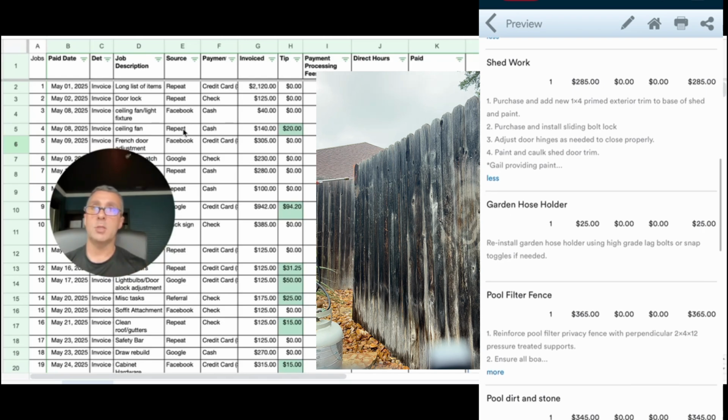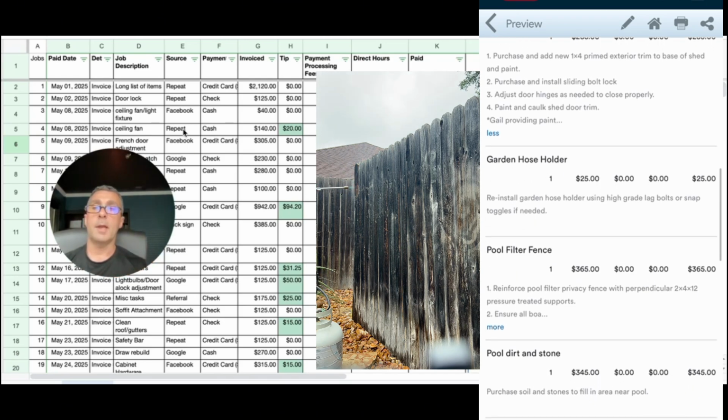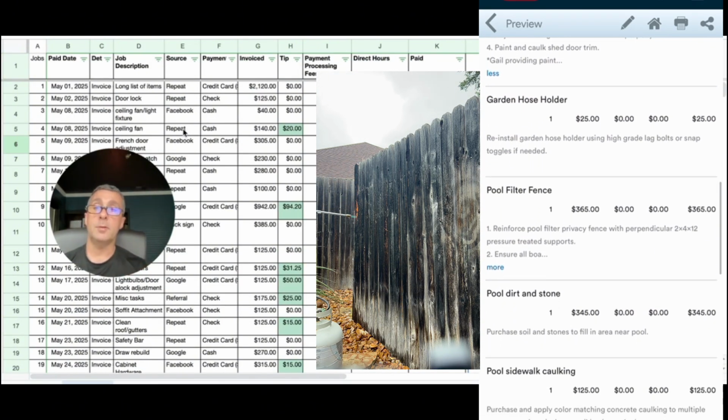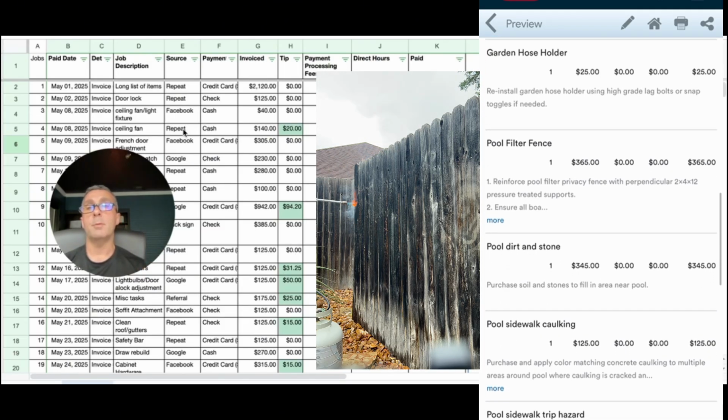The way that I estimated this job is I looked at everything she had on the list. I figured out, okay, how much time do I think it's going to take me to do this particular job? I multiply that by 100. Then I figure out the materials, and I mark that up by 20%. So that's how I came up with the numbers for this one.